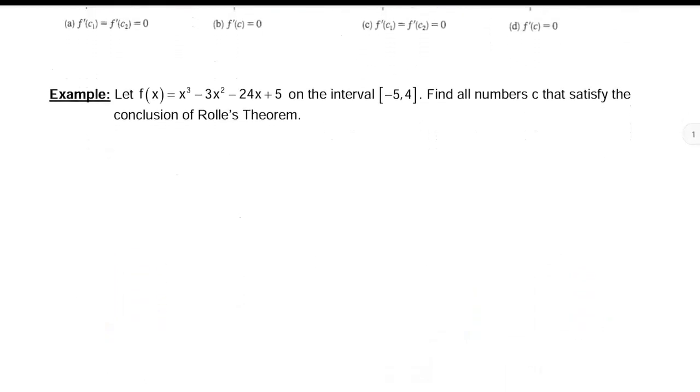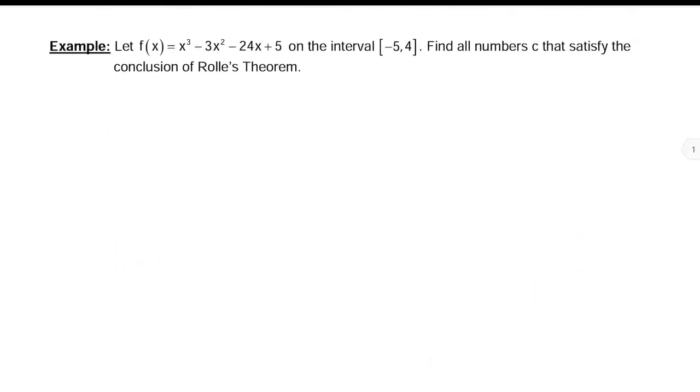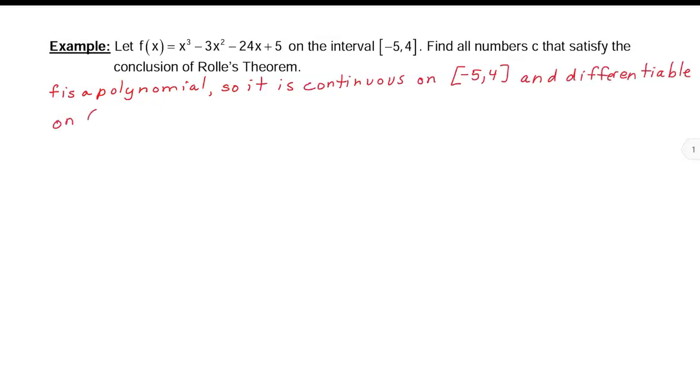So we have a function f on the closed interval -5 to 4. We're going to check the hypotheses of Rolle's theorem first. F is a polynomial, so it is continuous on the closed interval, and it is differentiable on the open interval. Also, we will evaluate f of -5. F of -5 is -75.